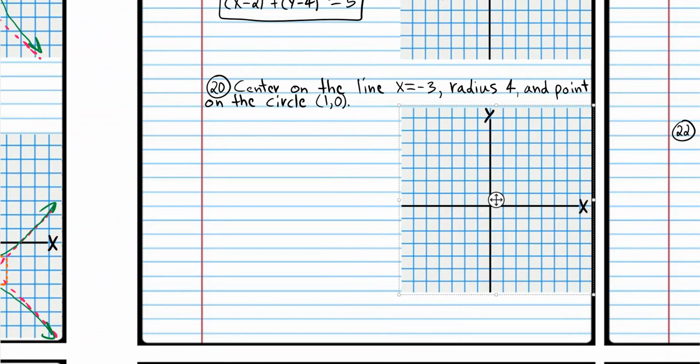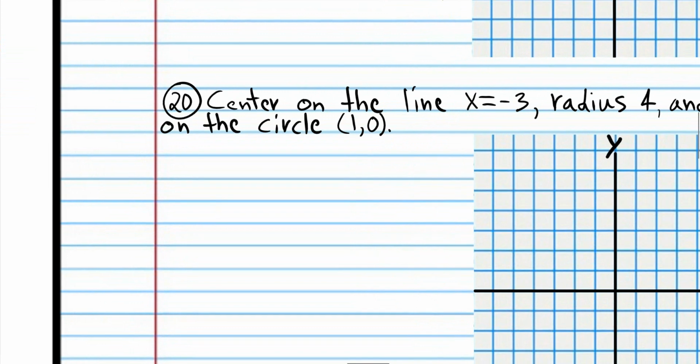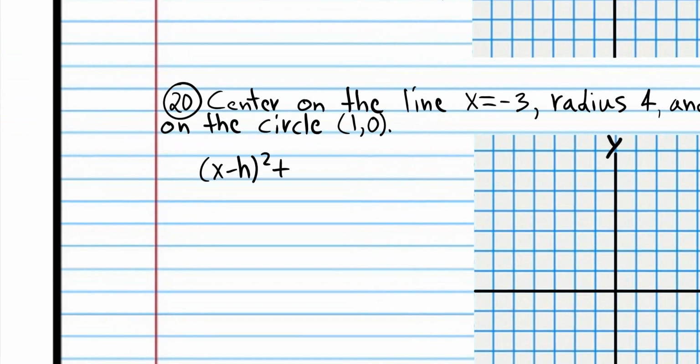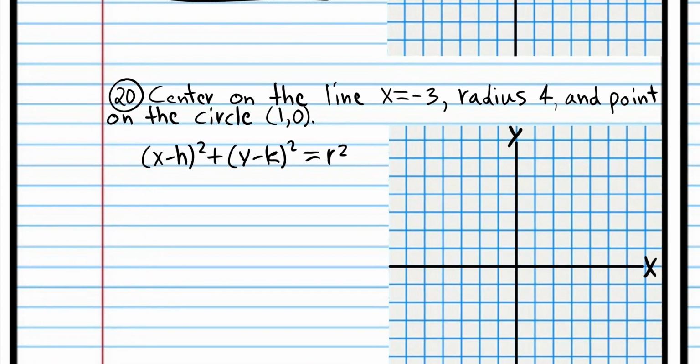Okay, we're back. So it's good to write the standard form of the circle so we can remember it. In this problem, they give us the radius, it's 4. And the y value of the point on the circle is 0. And the y value of the center, we don't know.